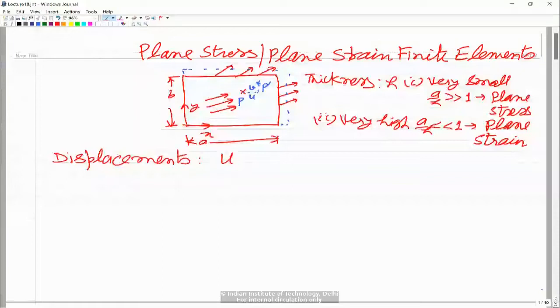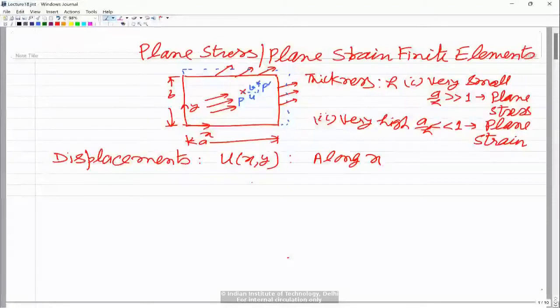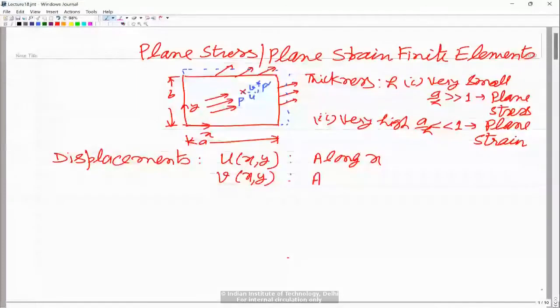So that change in the location we are referring to in terms of the displacements. So we have u, and this u would be a function of x and y. This is basically displacement along x. And similarly, we will have displacement v, which will also be a function of x and y. That means different points of the plate would have, in general, different displacements. So this is also a function of x and y, and this is the displacement along the y direction.